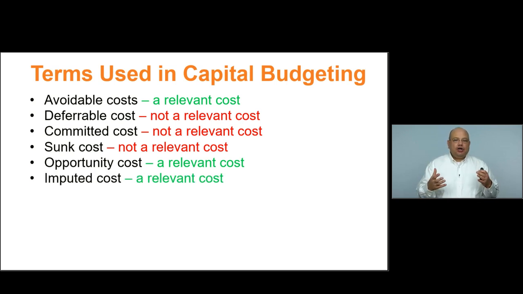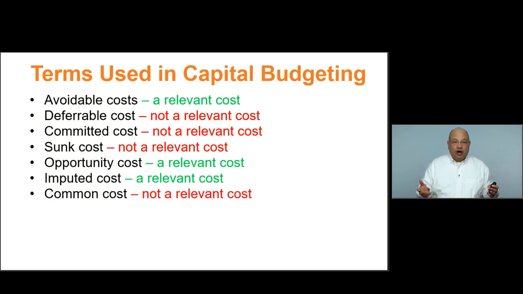Now, an imputed cost is a calculated cost. An example of an imputed cost would be interest. If we make this investment, we lose interest. Well, we're just calculating what that interest would have been. Again, a relevant cost. We also then have a common cost, which is common between all of the options that we have. And because it's common, no matter what we choose, it's going to happen, so it's not relevant.